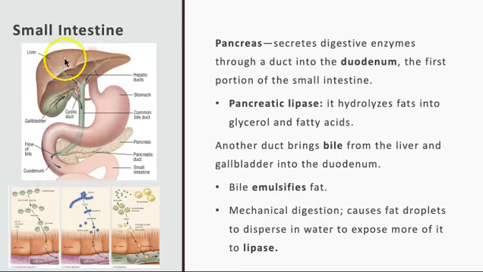And then we have our liver and our gallbladder that is going to bring down bile into the duodenum through this duct, and that bile is going to help to emulsify fat, meaning that we'll have mechanical digestion because the fat droplets will disperse within the water so that we can expose it to more lipase. And the lipase, remember, is coming in from the pancreas.